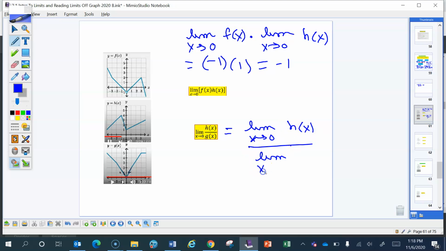In the second example, this is really the limit as x approaches 0 of h of x divided by the limit as x approaches 0 of g of x. The limit as x approaches 0 of h of x is 1, divided by the limit as x approaches 0 of g of x, which is 0, and 1 divided by 0 we know does not exist.